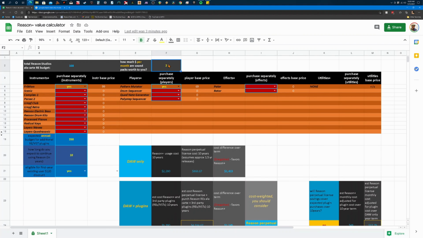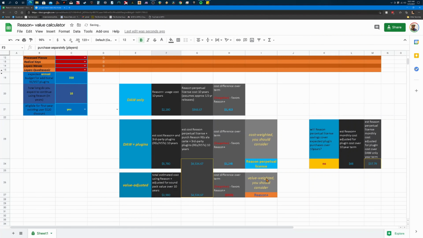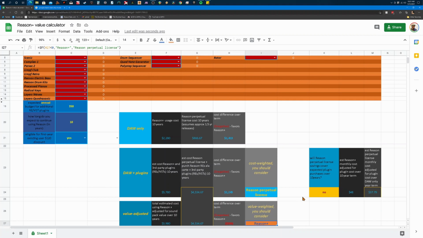So if we make this like 15, like I just love sound packs so much, they're my favorite thing in the world, you can see evaluated, it's suggesting you consider a Reason Plus. So that's the main chunk over here. And then I added this other piece over here, which just looks at the difference between the savings that you may or may not have with the perpetual license, and how that may allow you to buy some of these additional plugins that you would normally buy.